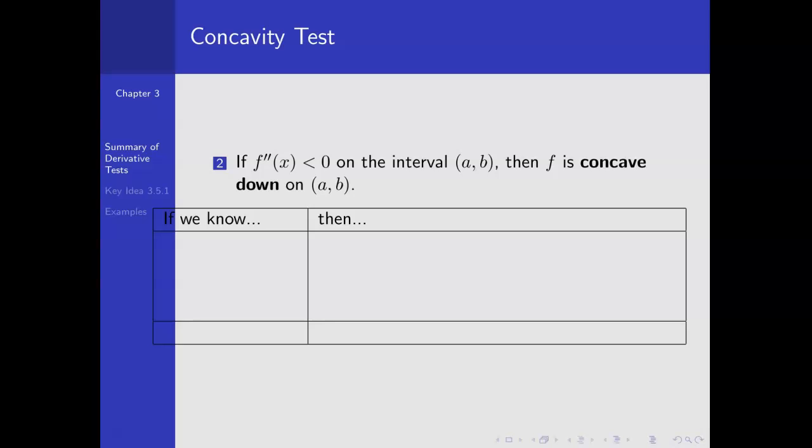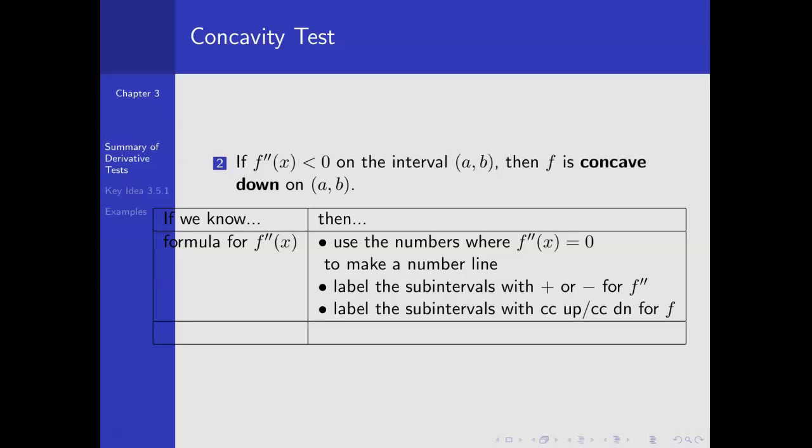Going the other direction for concave down, if the second derivative is negative on the interval, then f is concave down on the interval. Same process if we know the formula for the second derivative. We use the numbers where the second derivative is 0 to make the number line. We label the subintervals with positive or negative for the second derivative. We label those subintervals with concave up or concave down for f. For the graph of f prime, if that's what we know, we look for where the graph of f prime is decreasing, and then f will be concave down.